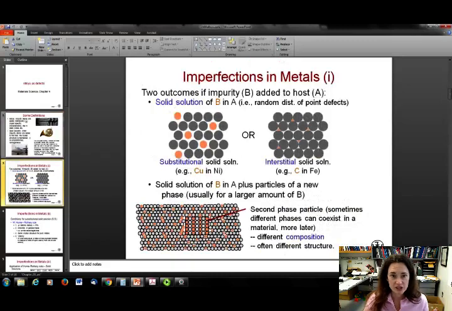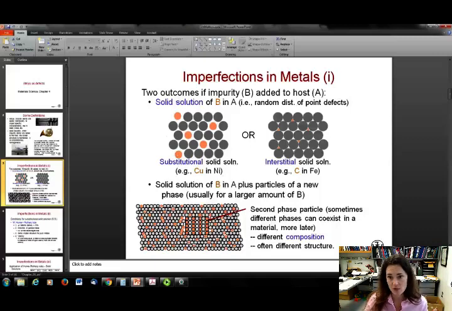Now you can look at two different outcomes if you add an impurity, which we'll call B, to the host, which we'll call A. So first of all, if you have your solid solution of B and A, then what can happen is that the B atoms, which are pictured here in gold, can just replace one of the A atoms in its lattice position. And this happens if they're similar in size and have some other criteria that are satisfied. And it's called a substitutional solid solution.